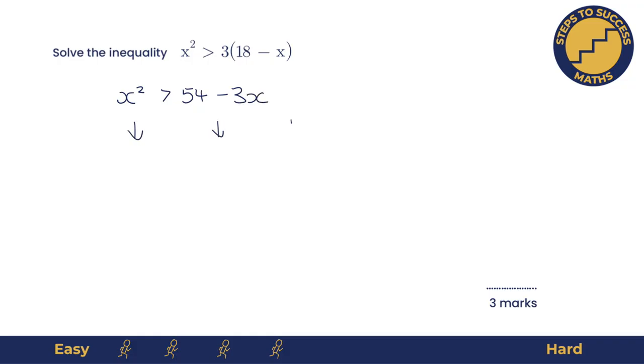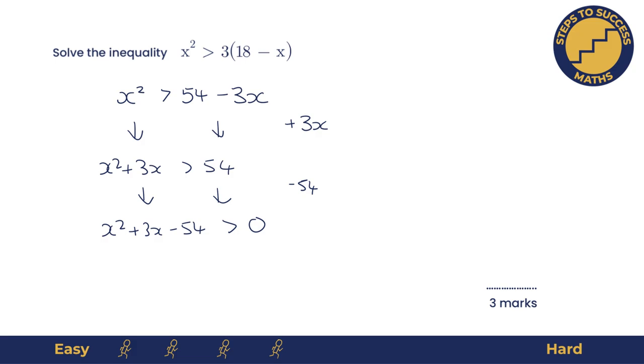Now we're going to add 3x to both sides of our inequality, just like solving an equation. x squared plus 3x is greater than 54. And now we're going to subtract 54 from both sides. x squared plus 3x, take away 54, is greater than 0. And now I want to solve it, but equal to 0. So 2 brackets, x at the start of both of them, something that multiplies to give negative 54 and has this difference of positive 3. So that's going to be plus 9 and negative 6.